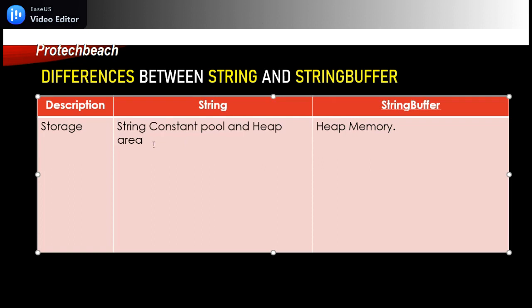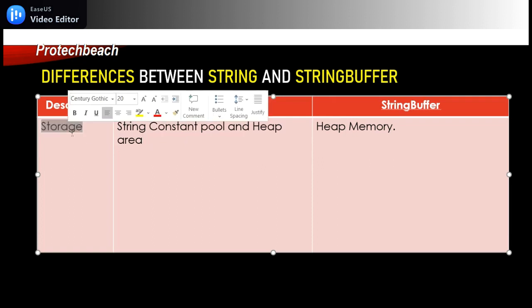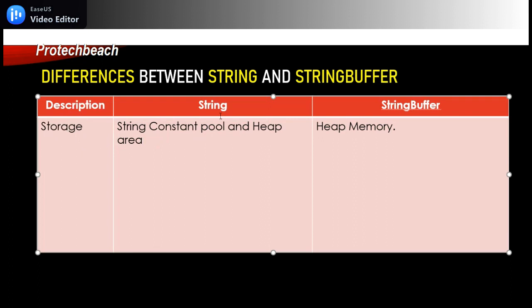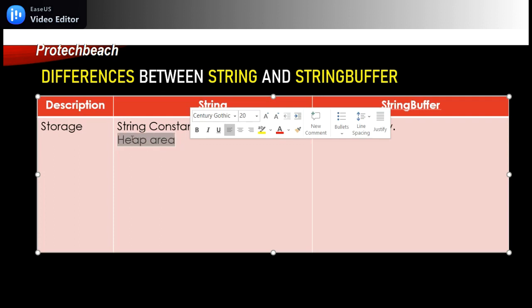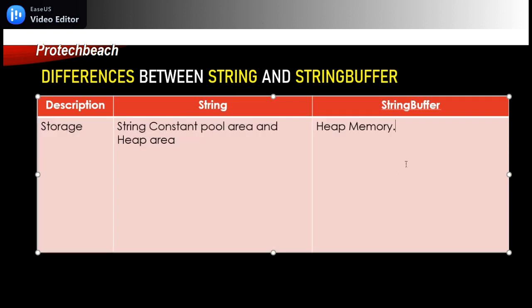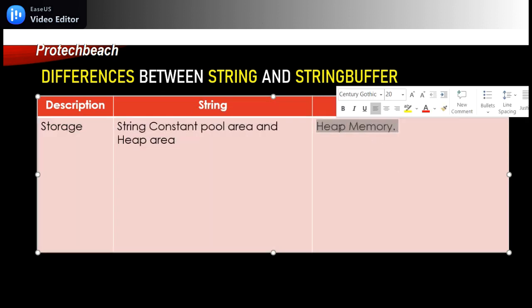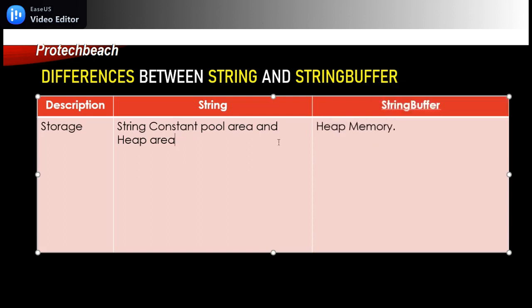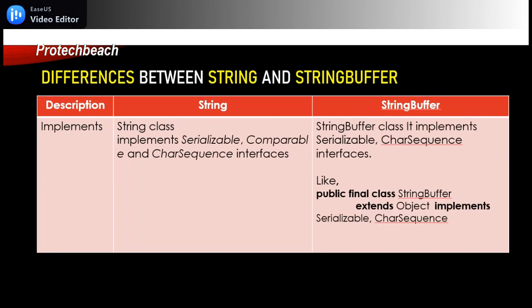So simply one point I can say here: in terms of storage, the string object will be stored either in the string constant pool area, and also in the heap area. Both ways it will store. But in case of string buffer, it will always store the data in the heap memory only. Okay, these are the main differences. We'll go to the next difference now.